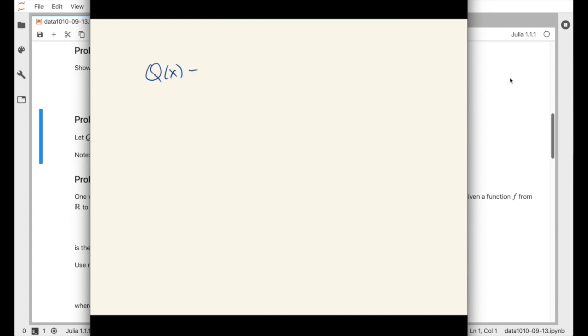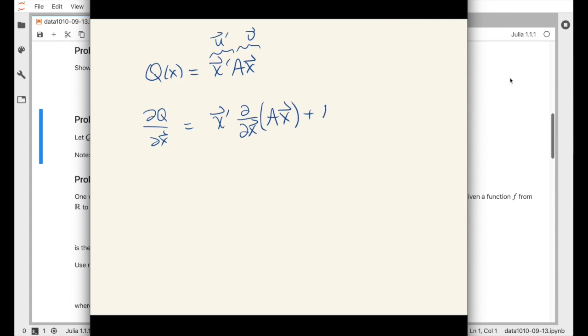So if q of x is x transpose times Ax, then the derivative of q with respect to x is going to be, let's apply the product rule with this part as u transpose, and this part is v. So we're going to get u transpose times the derivative of v plus v transpose times the derivative of u. And the derivative of Ax we just discovered is A, and so Ax transpose is x transpose A transpose.